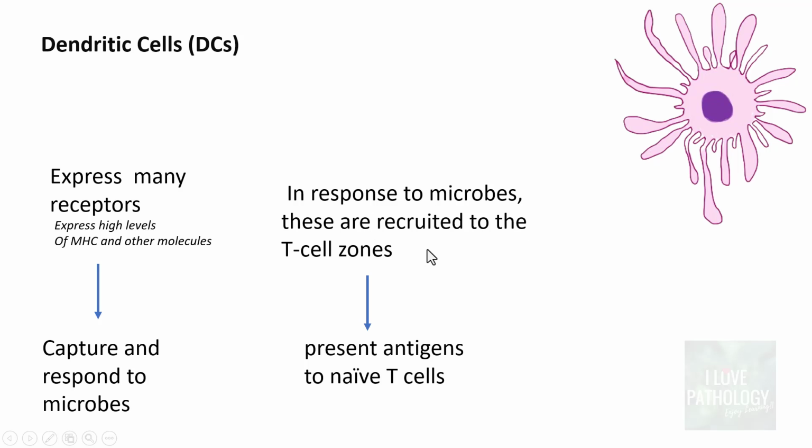And in response to microbes, these are recruited to the T cell zones of various lymphoid organs. Okay. In the T cell zones, these dendritic cells present those antigens to the naive T cells. And these naive T cells are then activated and become effector T cells.